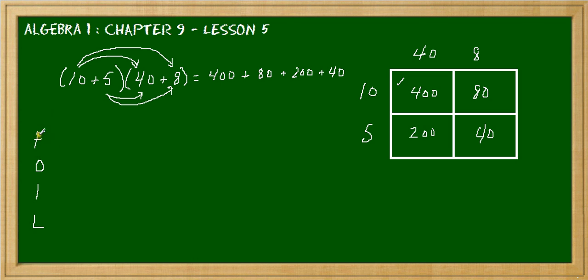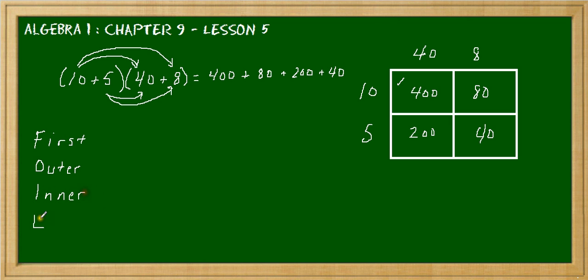And so what does F stand for? Well, F stands for, we're going to multiply the first terms, the 10 and the 40, right? So that would be the first terms. Okay. Then we multiplied the outer terms, the 10 and the 8 we multiplied. So those are the outer terms. Now if you figured those are the outer terms, then what is 5 and 40? Those are the inner terms.